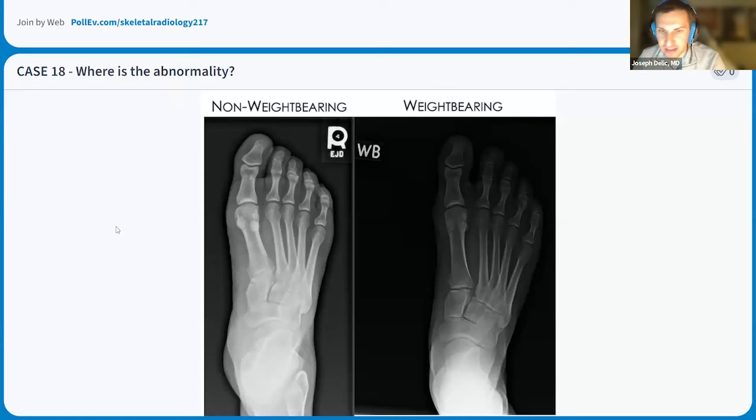We're looking at the same patient here, two radiographs, same foot. One is non-weight bearing, one is weight bearing, and we want to discuss where is the abnormality. So we've talked about two out of the three do not miss injuries slash fractures of MSK radiology: the scaphoid, the femoral neck slash intertroch fracture. And this is number three here.